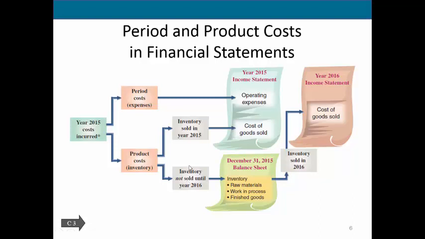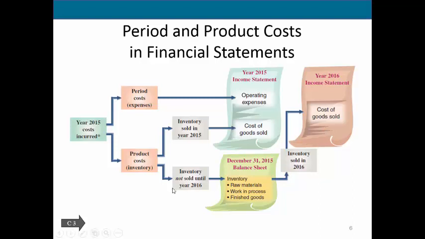So, again, we're looking at the year 2015. Any of the inventory that we sell in 2015 leaves our balance sheet and becomes an expense on the income statement, and we refer to that expense as cost of goods sold. However, if there is inventory that we still hold at the end of the year, we do not expense that. Instead, it stays on our balance sheet as an asset. Then in the following year or the year after that, when we do sell that inventory, that is when it becomes cost of goods sold, or an expense.